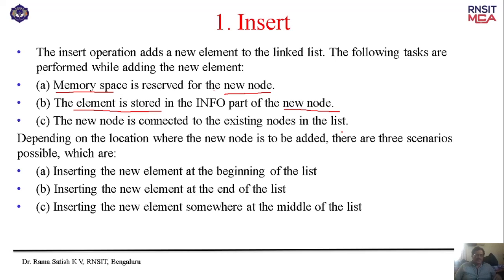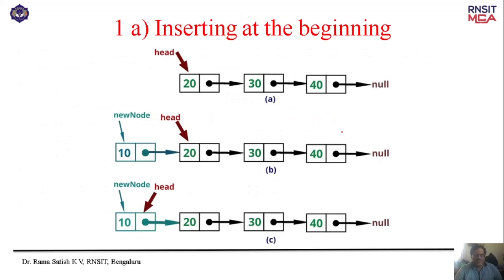Depending on the location where the new node has to be added, there are three scenarios in which a new node can be added to the linked list. One is at the beginning of the list, another is at the end of the list, and the third scenario is somewhere in the middle of the list. First scenario, inserting at the beginning.